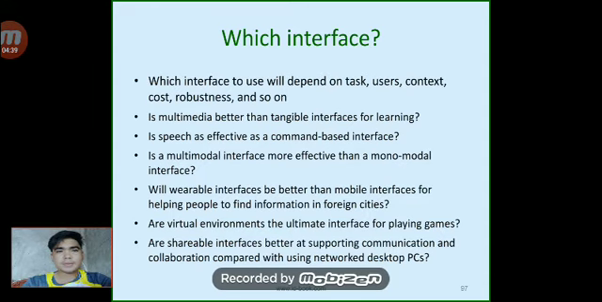Which interface? Which interface to use will depend on the task, the user's context, cost, robustness, and so on. Many interfaces have emerged post the WIMP GUI era, including speech, wearable, mobile, tangible, brain-computer, robots, and drones. A range of design and research questions need to be considered when deciding which interface to use and what features to include.